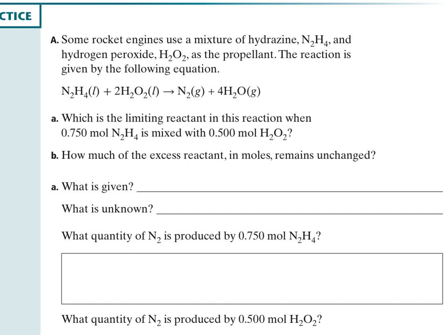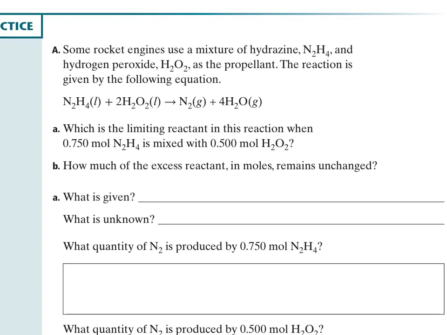Okay. So it says some rocket engines use a mixture of hydrazine and hydrogen peroxide as a propellant. The reaction is given by the following equation. So they've given that to you. Remember, what are the two things that we looked for in section 2 before we could do any calculation? Do I have a chemical reaction, and is it balanced? Yes. Do I have those two?